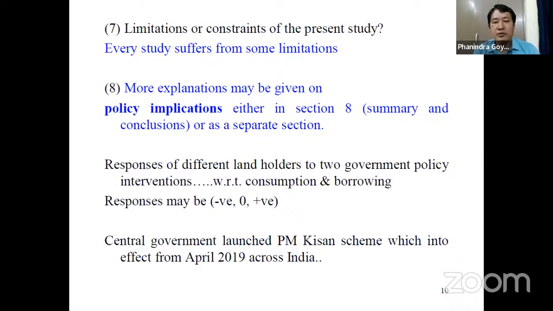And since your analysis is related to Telangana state, but now a similar scheme is available in other states and also at the all India level, this is the Prime Minister Kisan scheme. So your results are not only useful for Telangana, but also useful all over the country. That is one thing. So that policy implication analysis can be given either in the last section or, if possible, as a separate section.